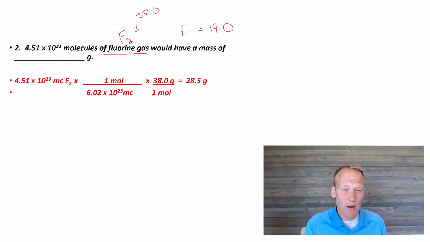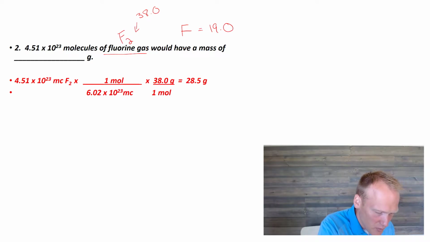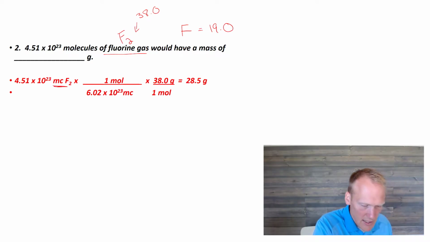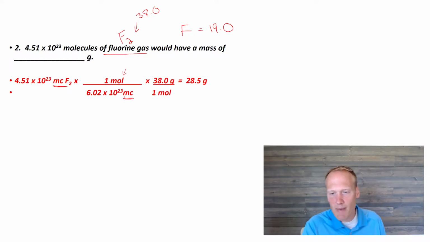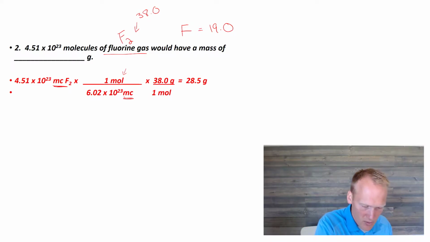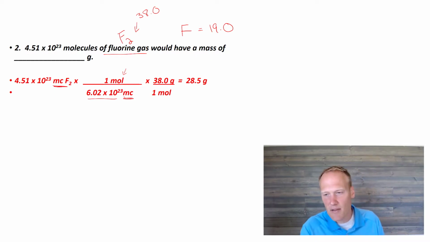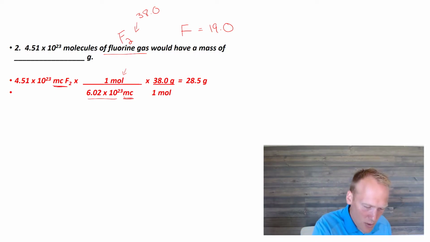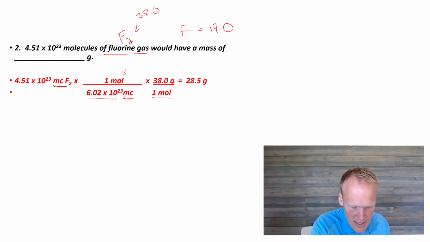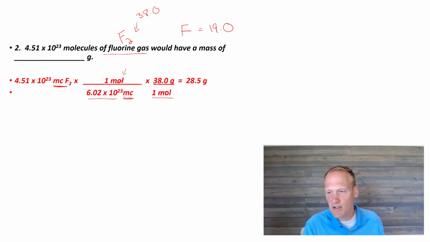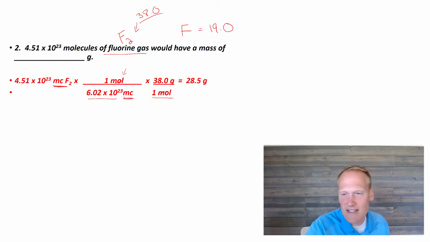So if we look at our equation here, we have our given, which is molecules of F2. So molecules goes down here, and we're converting to moles first. We're going up mole mountain. So here's 1 mole equals 6.02 times 10 to the 23rd molecules. Then we're going down the other side of mole mountain. Moles come here because we need them to cancel out. And grams go up top, which is 38, like I said, because it's diatomic. We do the math, we get 28.5 grams, and that's how many grams of fluorine gas we would have in that many molecules.